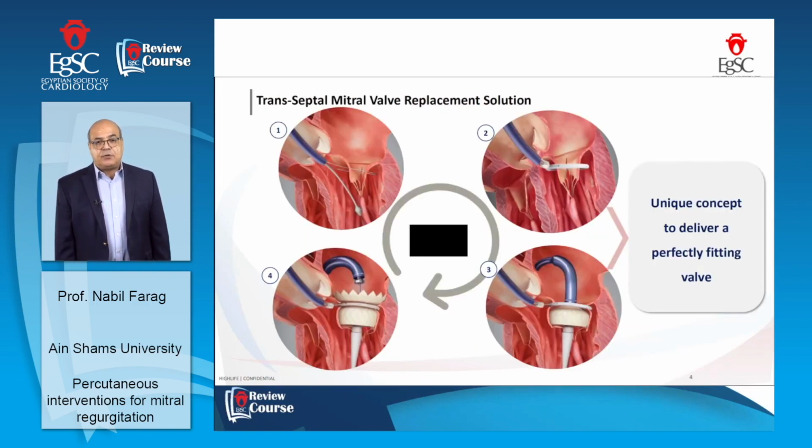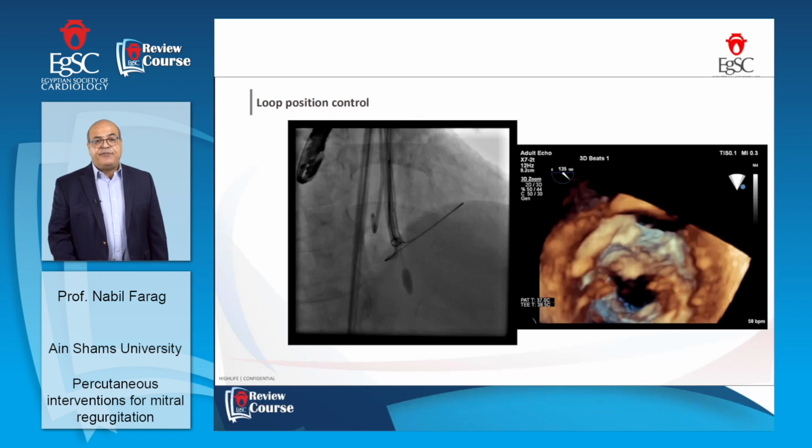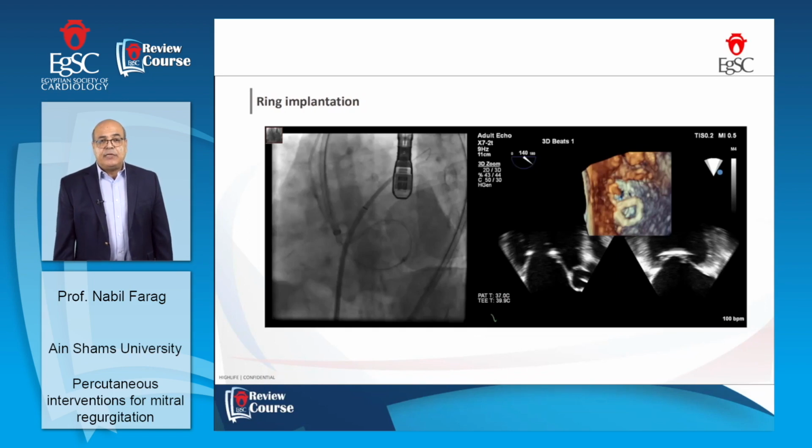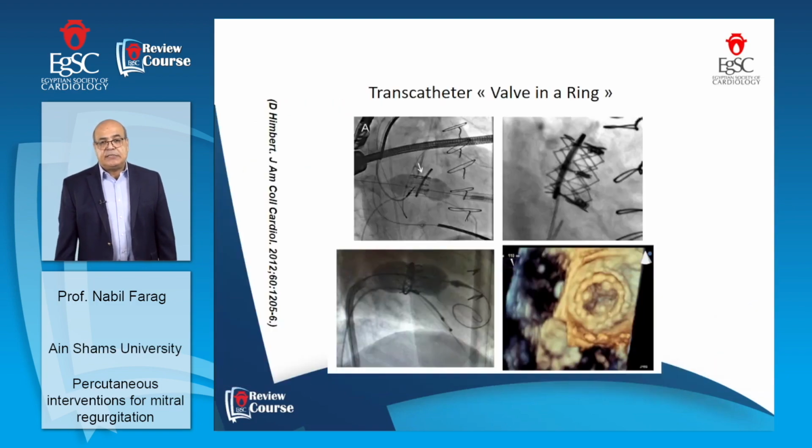And again, this slide shows the steps of this valve and ring concept. First, we have to introduce the ring, and this ring is introduced retrogradely through the femoral artery to the aorta to the left ventricle, positioned across the annulus, and the valve is introduced through the femoral vein to the right atrium, to the left atrium through transseptal puncture, then to the left ventricle, introduced to the ring and deployed in the ring. And again, this figure shows how to put this direct ring annuloplasty in addition to the deployment of the valve delivery catheter position as we see in these figures.